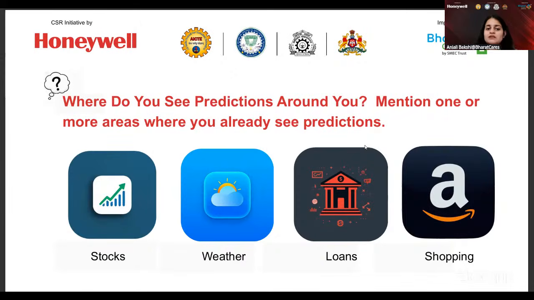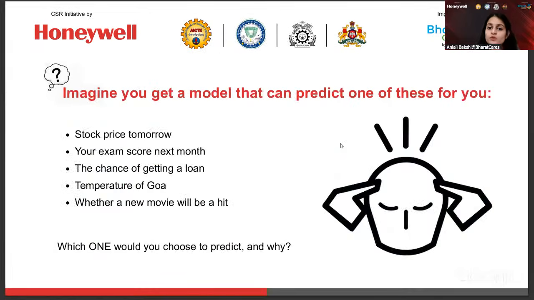Now imagine something interesting, like suppose someone gives you one AI model for free, and it can predict only one thing for you. Which one would you choose? Which one would you choose from this? Stock price, your exam score, chance of getting a loan, temperature of Goa, whether a new movie will be a hit or not. What will you choose?